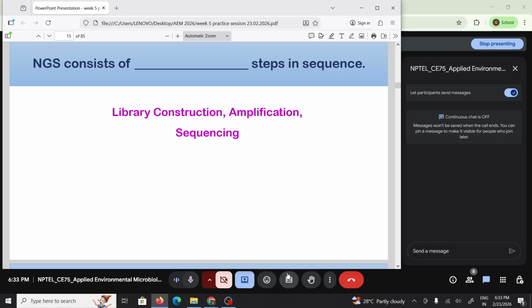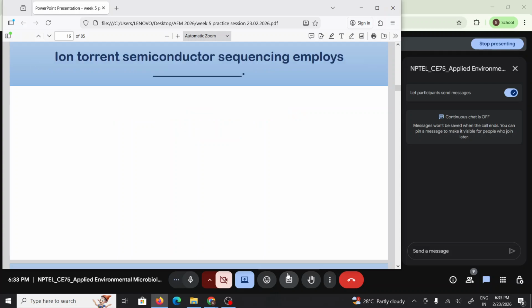Okay, so the answer for this is NGS consists of three main steps, which is library construction, amplification, and then sequencing. So first there will be some kind of a library construction that is happening, then you go for amplification, and finally the sequencing. This is the sequence of how a NGS happens.